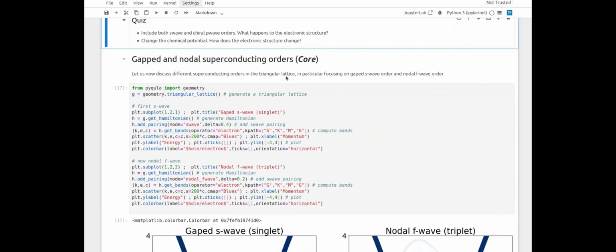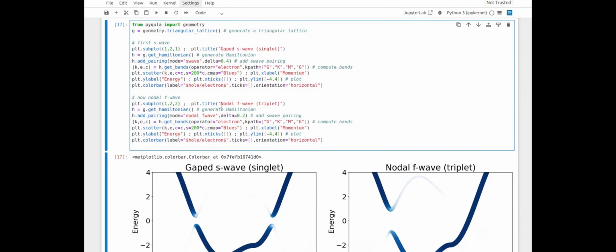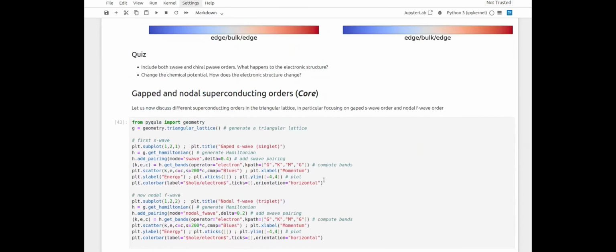Okay, and now we are going to discuss gapped and nodal superconducting orders. So we are going to take a triangular lattice, and we are going to add first S-wave superconductivity, that is a fully gapped superconducting order. What this means is that you get a gap everywhere in the Brillouin zone. And then we are going to consider a gap that is nodal, meaning that it takes zero value in some places in the Brillouin zone, and in particular, we are going to take an F-wave nodal order. And with these two orders, we are going to compute the electronic structure.